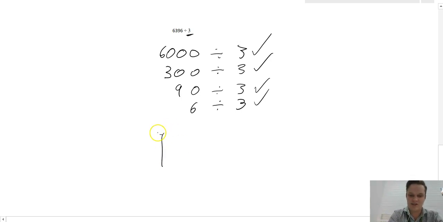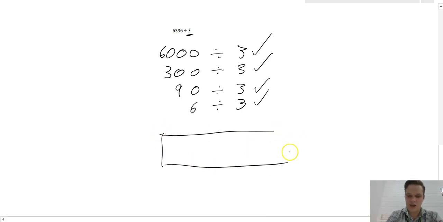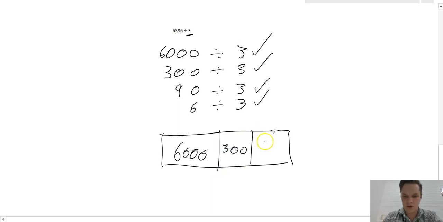So let's move them into our area model. So we have 6,000, we have 300, we have 90, and we have 6. And our number that goes into all of them is 3. All right, so now we need to figure out our partial quotients, so our partial numbers that fit into all of it to find our full quotient.